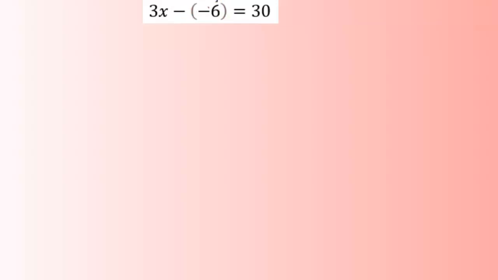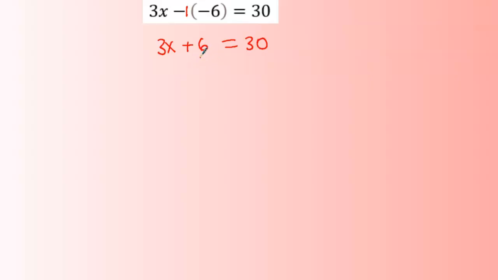3x minus parenthesis -6 equals 30 here. Normally when you have these two operations over here, that's where the students struggle. We can go ahead and put 1 over there, and then -1 times -6, and that is indeed going to be +6, and it equals 30. And then from here it becomes easy for them.